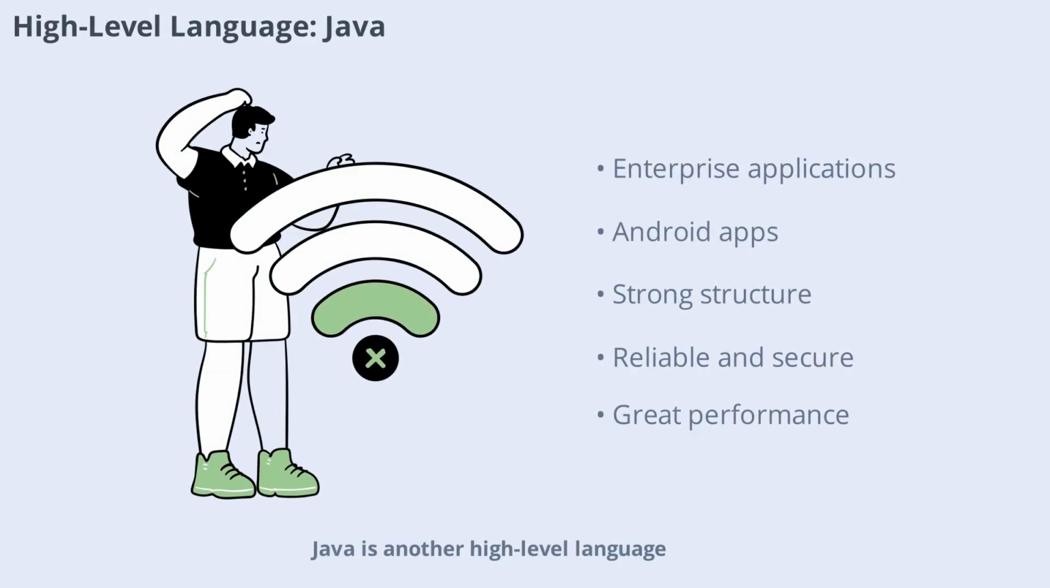Java is another high-level language widely used in building enterprise applications and Android apps. Its strong structure and reliability make it a top choice for large projects. Java's syntax is a bit more complex than Python, but it offers great performance and security.